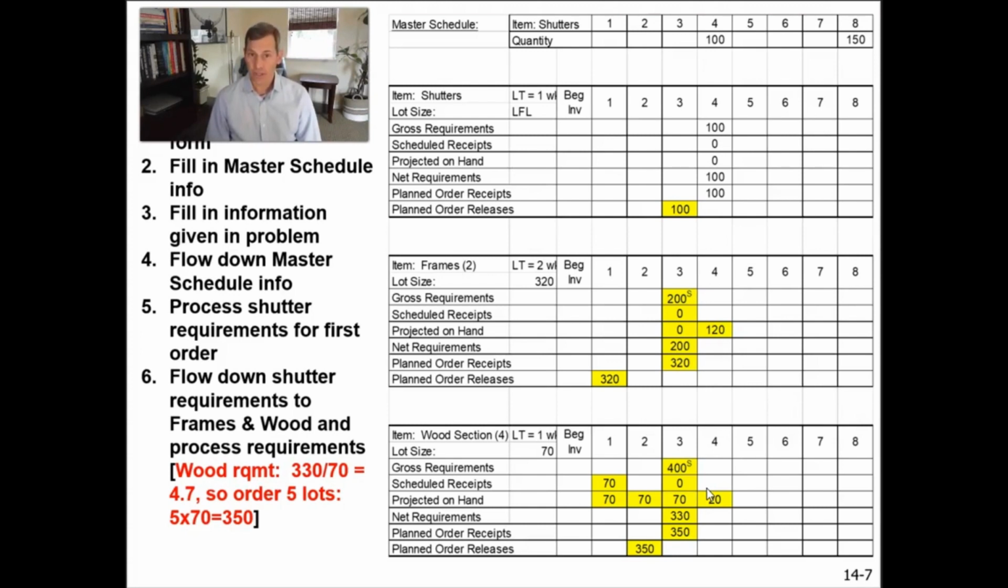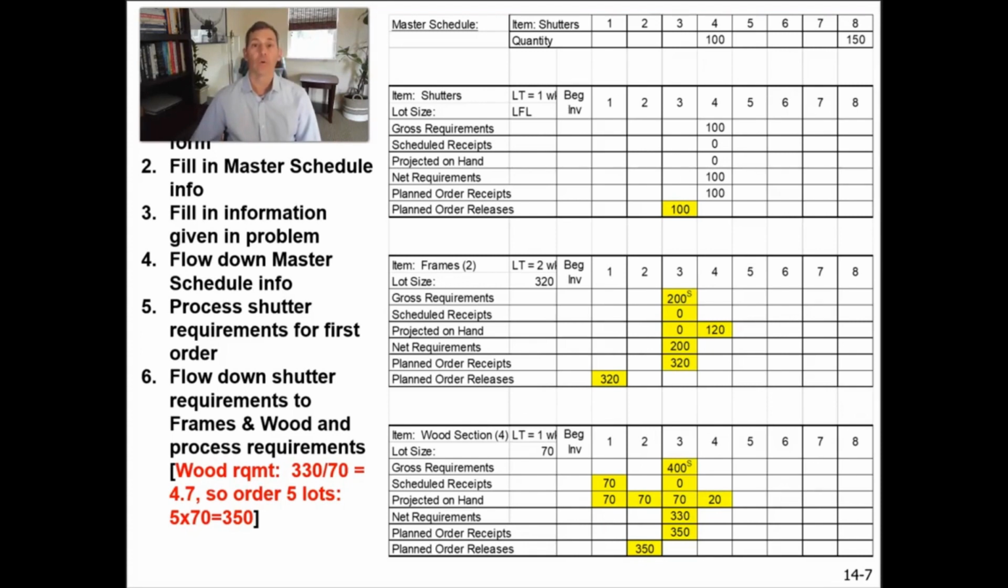So, because the lot size is 70, you will take 330, your net requirements, divide it by 70, which gives you 4.7. You will round up from the 4.7 to 5, and you will multiply 5 lots times 70 units, which is your lot size, and you will either make or buy 350 units of the wood shutters. You only need 330, so 20 of them will be left over in inventory. So now we have completed our requirements for the 100 shutters to ship in week 4.